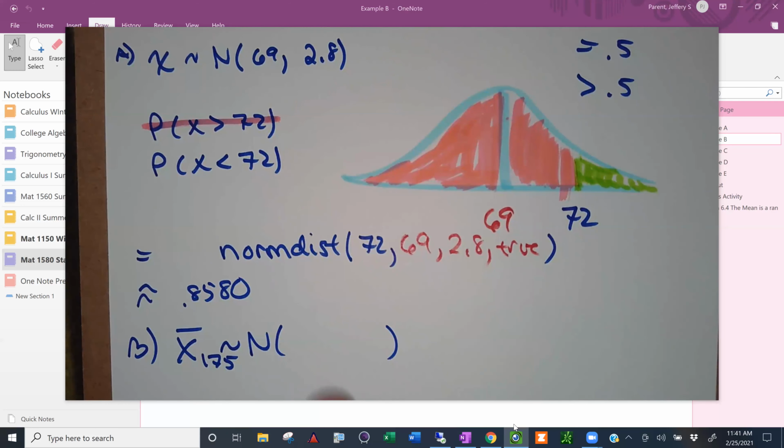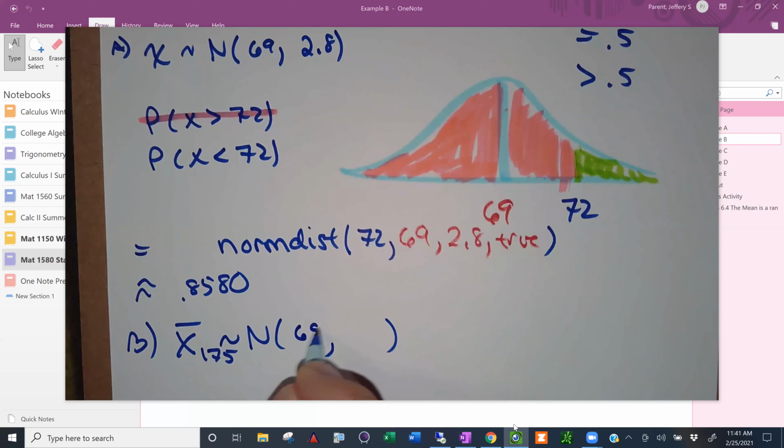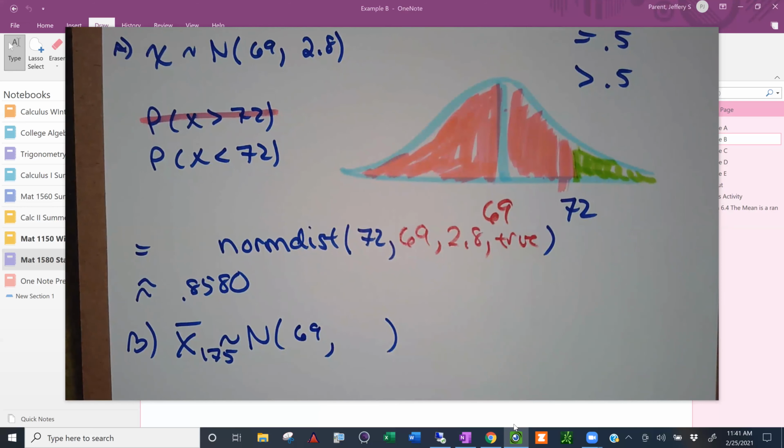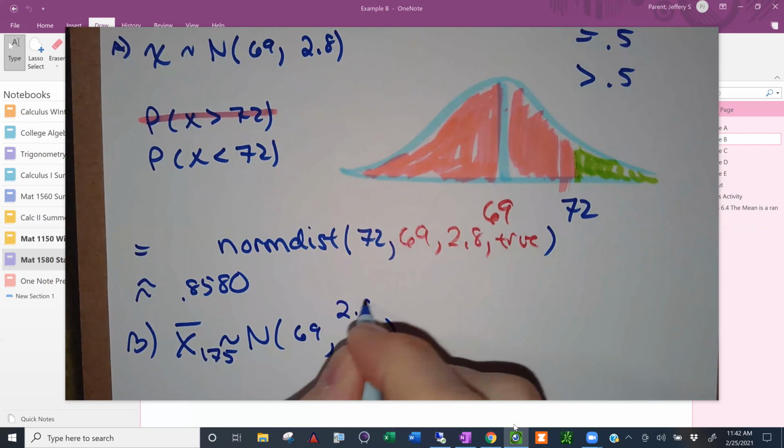So what would the mean be? What would the standard deviation be? Two things I need to know. The mean is still 69. All right, thanks. The mean is 69. And then the standard deviation is 2.8 divided by the square root of 175.